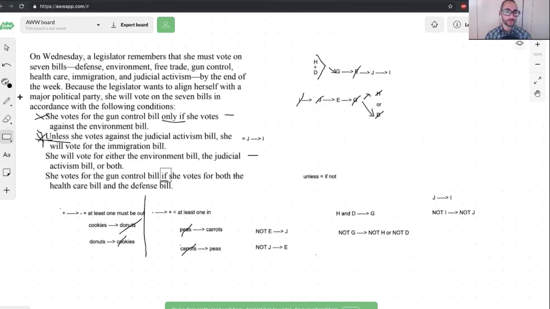Now, there is the question of F, free trade. This variable is a floater. There are no rules at all about it. And so you might want to mark it off on the side as being a wild card, as something to potentially have to deal with over the course of the game. So a little asterisk might be a good way to notate that.